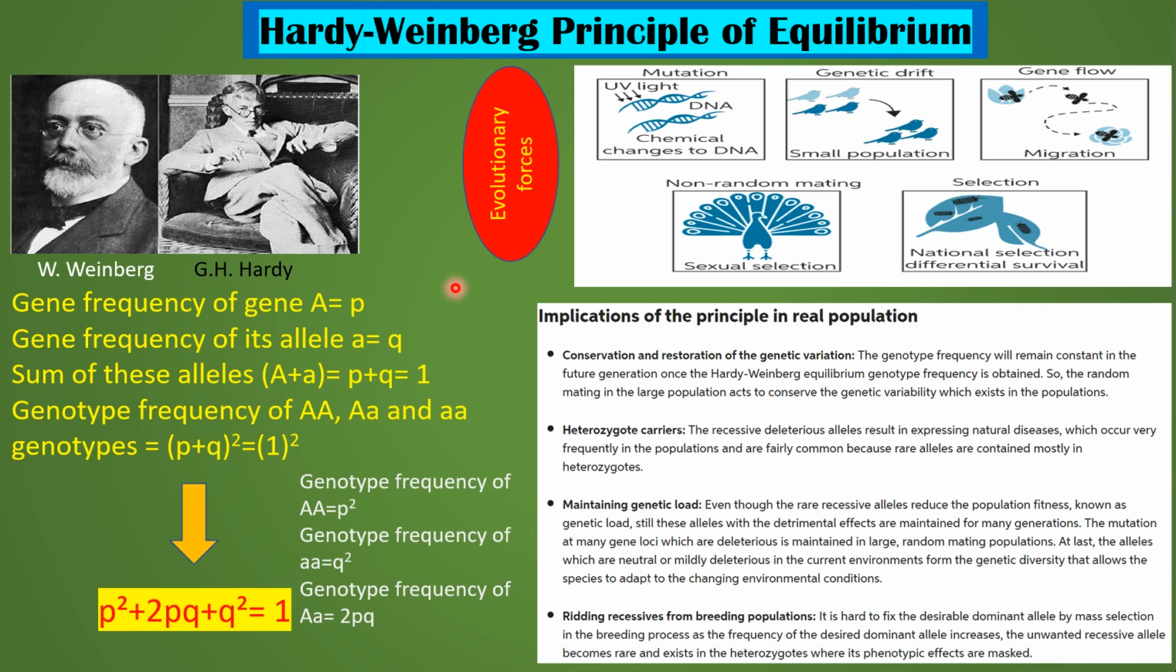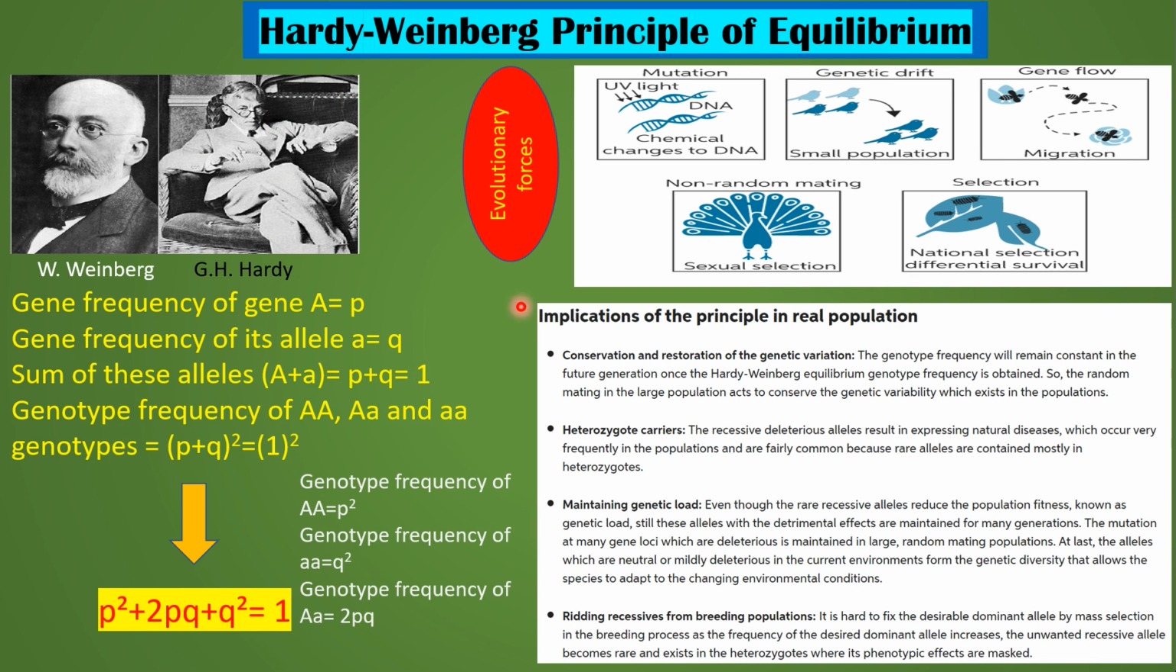Hello students, in this video we will be talking about the Hardy-Weinberg principle of equilibrium. G.H. Hardy and W. Weinberg in the year 1908 independently proposed the Hardy-Weinberg principle of equilibrium, and this principle was proposed mainly to describe the relationship of gene frequencies and genotypic frequencies of alleles in the gene pool of a population.